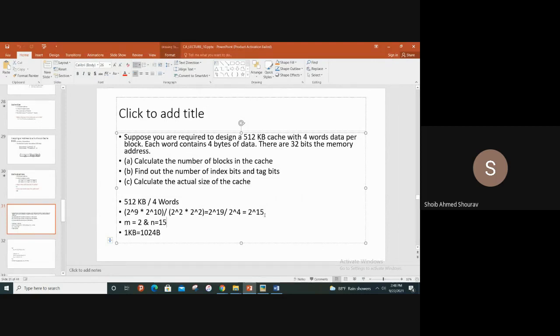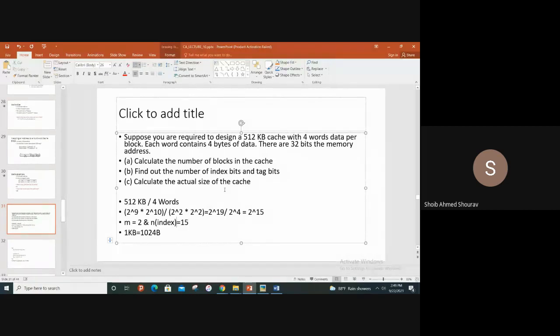Now looking at this 2 to the power 15, what is the value of n? 15, right? Number of blocks is 2 to the power n, n is equal to 15. So if n is equal to 15, index is 15. Remember, n is actually the index in here. Index is 15.